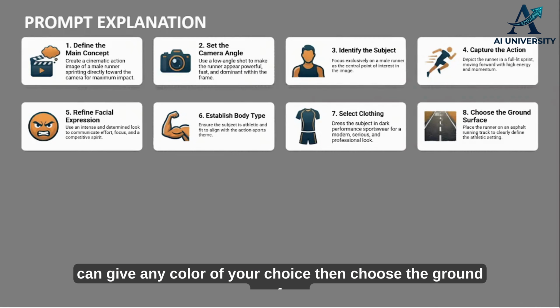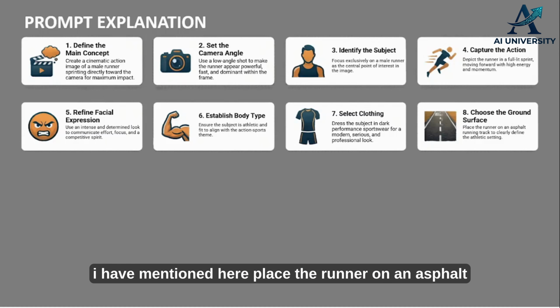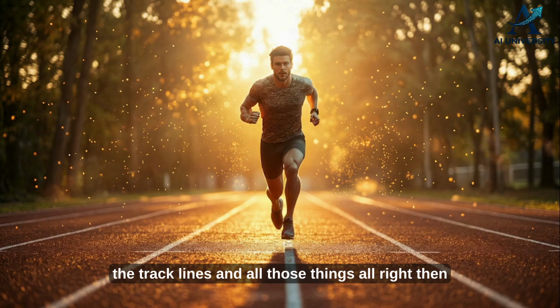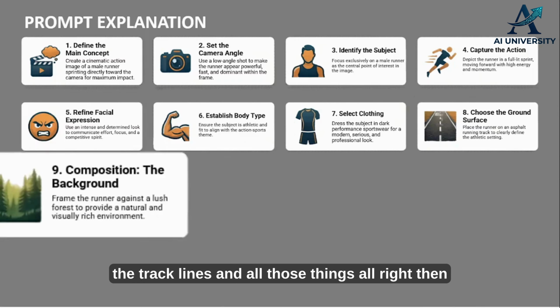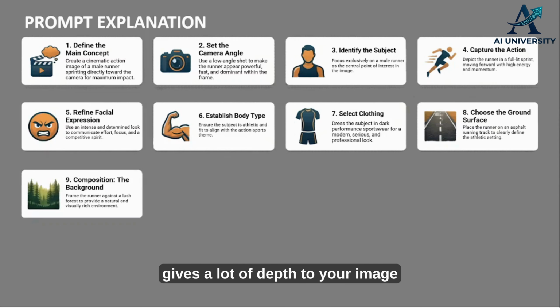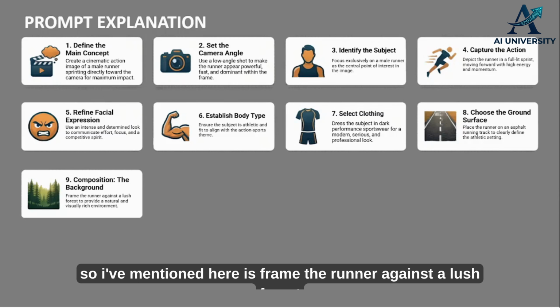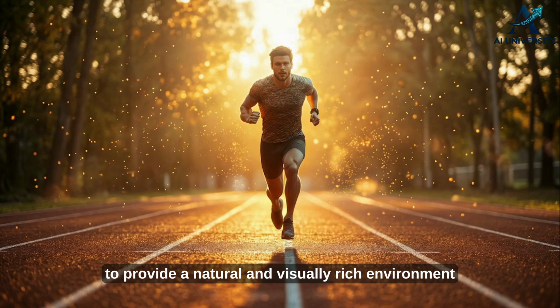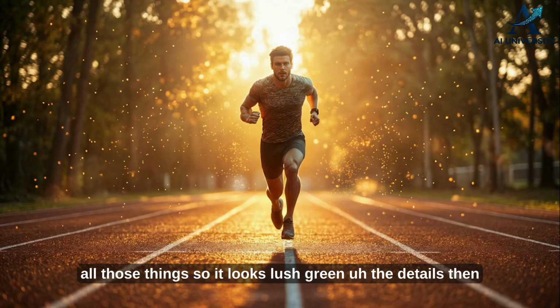Then choose the ground surface. I have mentioned here: place the runner on an asphalt running track to clearly define the athletic setting. So you can see clearly this looks like asphalt ground with the track lines and all those things. All right, then comes the background. How you want the background gives a lot of depth to your image. I've mentioned here: frame the runner against a lush forest to provide a natural and visually rich environment. So you can see here you have a lot of trees, so it looks lush green.